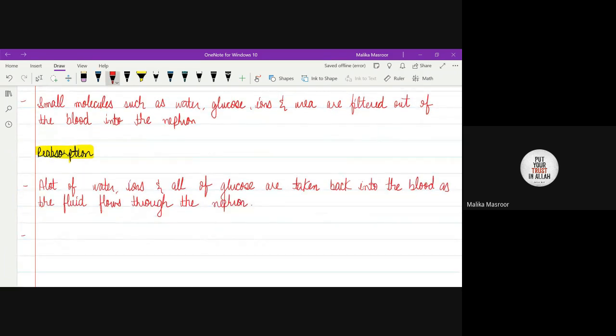Okay, so any useful substance like water, glucose, they're all taken back into the blood. Is this clear? Are the two processes clear? Your filtration and reabsorption. Any questions?